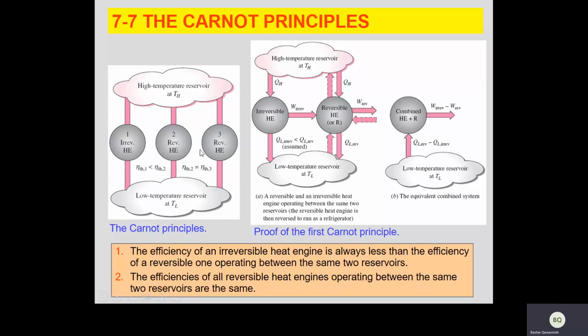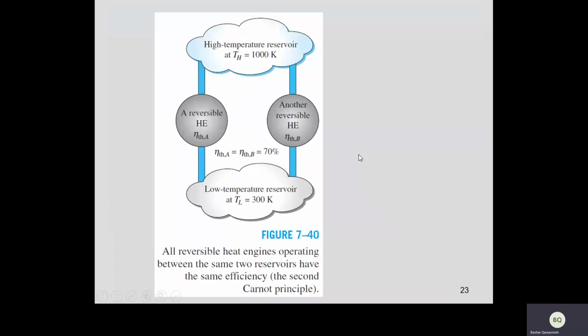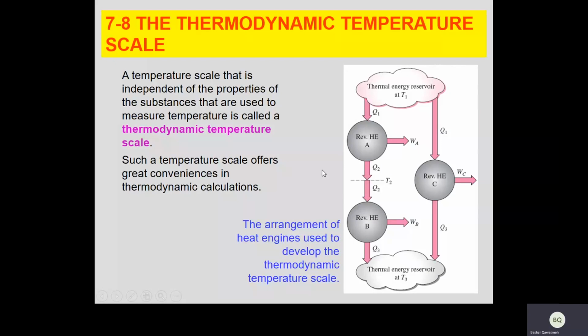That's why, no matter what the design or the working fluid in these reversible heat engines is, as long as they operate between the same two reservoirs, they will have the same efficiencies. So those are the two Carnot principles. Here to the right, it shows the proof of the first Carnot principle, that the irreversible heat engine's efficiency will be less than the reversible heat engine's. This is part of an example which we will see and solve some examples later.